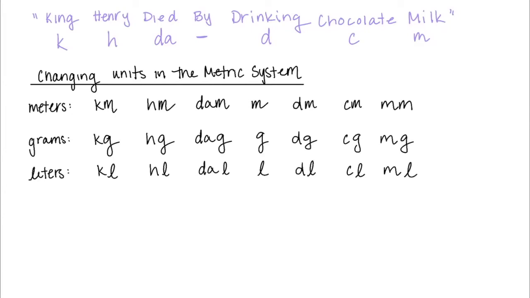So let's start by looking at going from something smaller to larger. Say I want to go from centimeters to hectometers. Okay. What you're going to do is count how many times you have to move down this chart. So I have to move to the left 4 times. What I'm going to do then is move my decimal to the left 4 times.